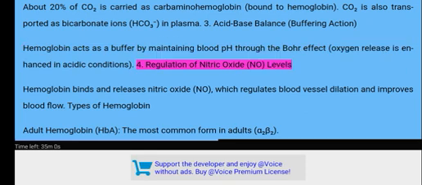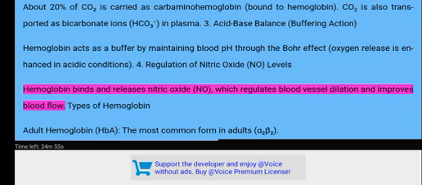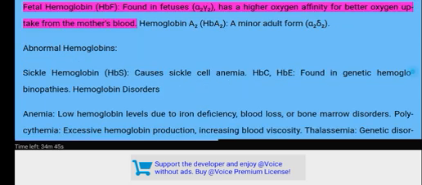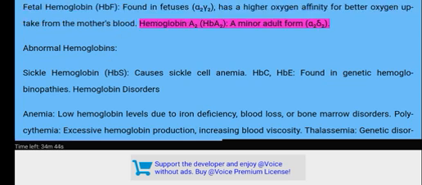4. Regulation of nitric oxide, NO, levels. Hemoglobin binds and releases nitric oxide, which regulates blood vessel dilation and improves blood flow. Types of hemoglobin. Adult hemoglobin, HbA, the most common form in adults, alpha-beta. Fetal hemoglobin, HbF, found in fetuses, alpha-gamma, has a higher oxygen affinity for better oxygen uptake from the mother's blood. Hemoglobin A2, HbA2, a minor adult form, alpha-delta.